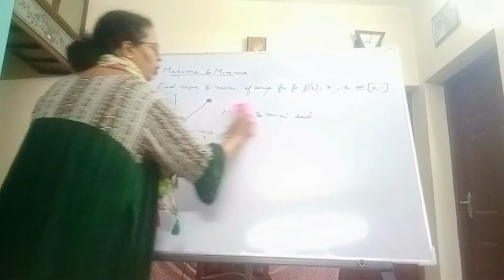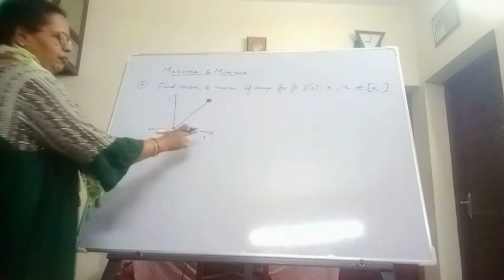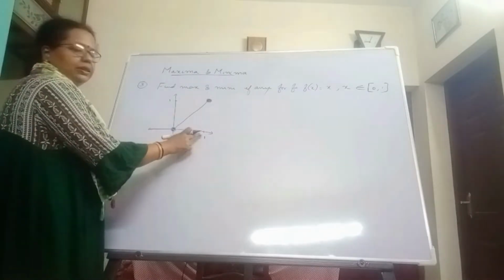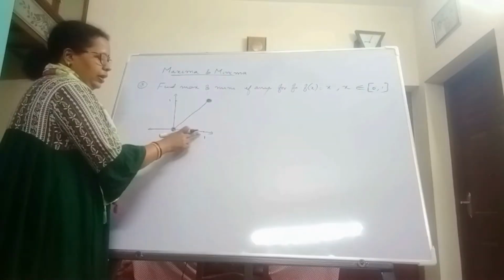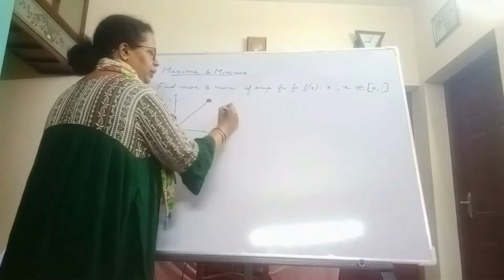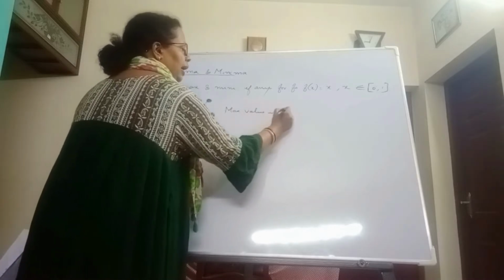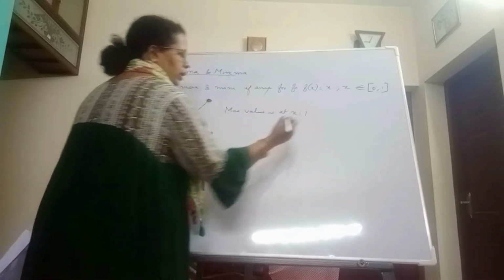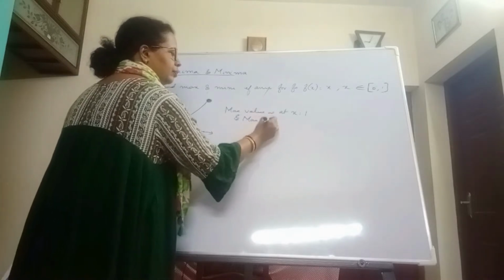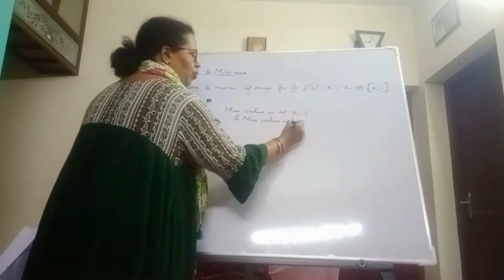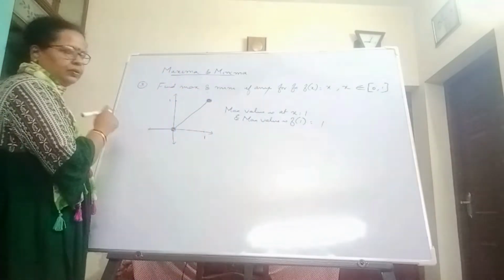In that case, what are the maxima and minima? So what is the maximum value? Here the maximum value is at x equal to 1 because that value is there in the function. So we can tell the maximum is at x equal to 1 and the maximum value is f of 1. What is f of 1? It is 1, the y value.